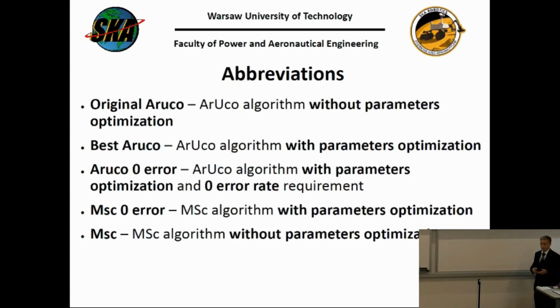And I used two algorithms, but there were a few models of these algorithms. For example, original Aruco is the Aruco algorithm without parameters optimization. So just original Aruco, and the best Aruco stands for the Aruco algorithm with parameters optimization. Aruco zero error is the Aruco algorithm with parameters optimization, but with the requirement of zero error rate. So this algorithm couldn't make mistakes. For example, it couldn't find markers where there weren't any, or mistake the number of markers.